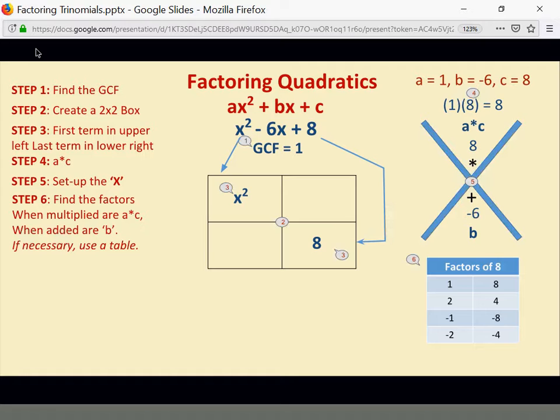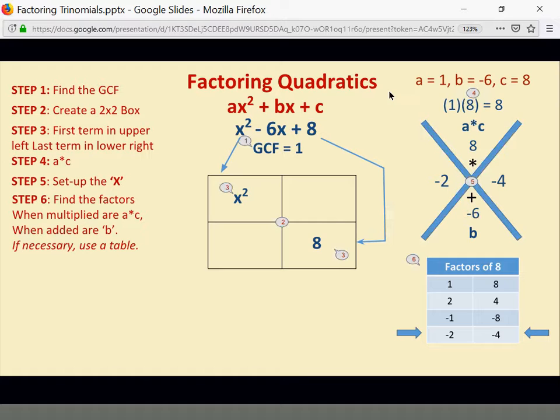This is the key part. This is, quote unquote, one of the harder parts of this. But once you practice it, it actually is not that bad. Did I move this? I think I moved this by accident. Oh, there we go. All right. So negative 2 and negative 4.